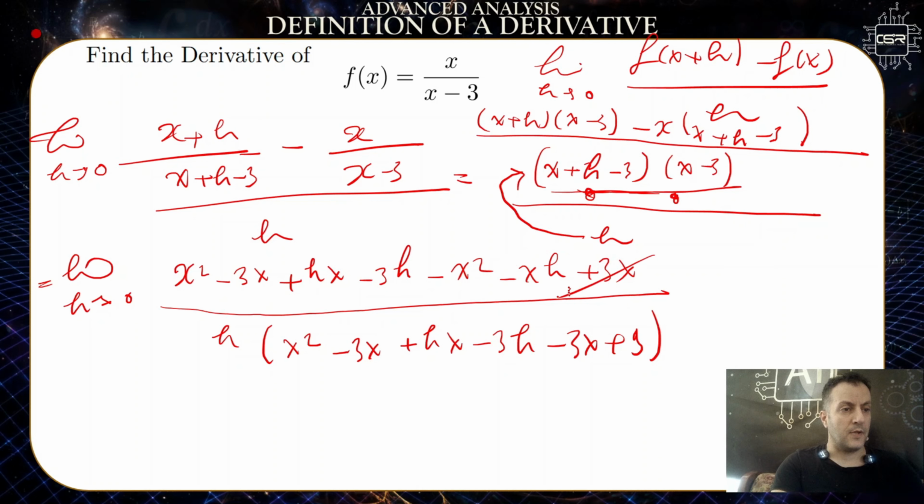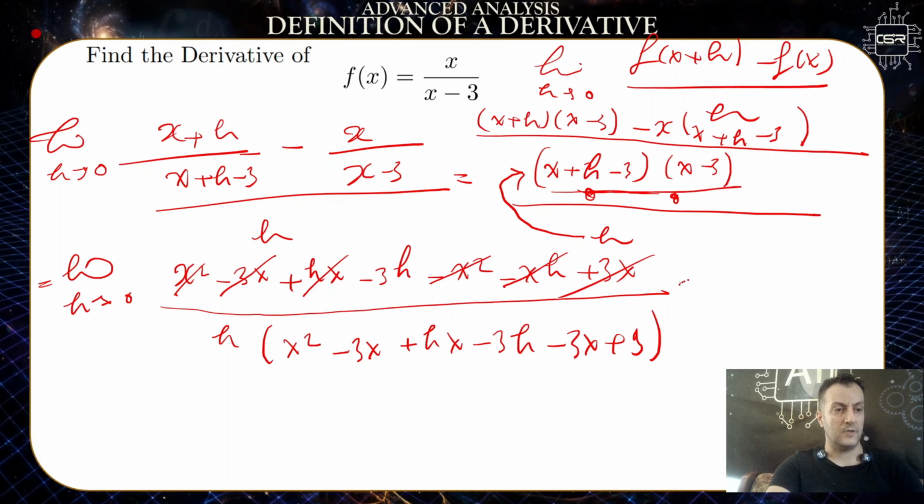Now, 3x minus 3x cancel out. hx minus hx cancel out. And also x squared and minus x squared and plus x squared cancel out. We are left with minus 3h divided by h times x squared minus 3x plus hx all the way.